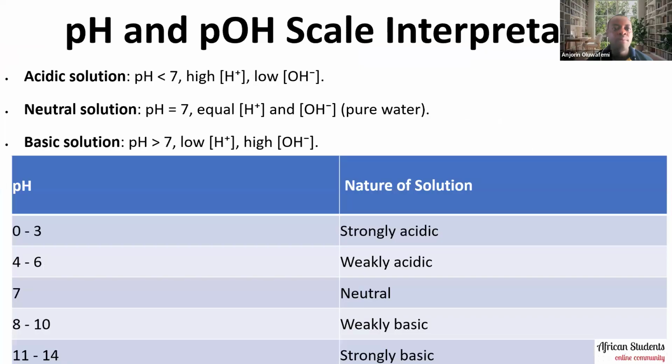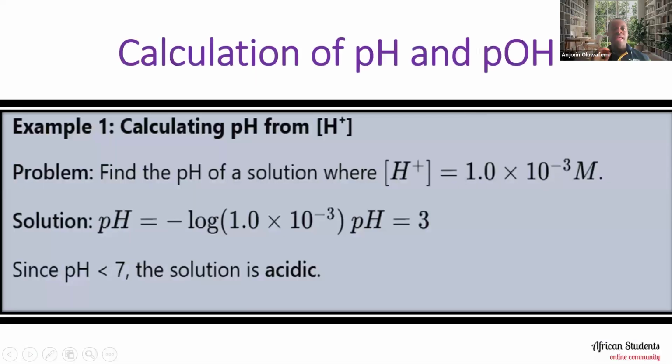Okay. So if you look at this table, it gives us an interpretation of the pH and the pOH scale. So when you have a pH between 0 to 3, it means that that substance or solution is strongly acidic. When you have a pH ranging from 4 to 6, it means that it's weakly acidic. When you have a pH of 7, it means that that solution is neutral. When you have a pH between 8 to 10, it means it is weakly basic. And then from 11 to 14 shows strongly basic solution. Okay. All right. So let's take some calculations. Like I told you, we're going to be deploying that formula that we talked about earlier.